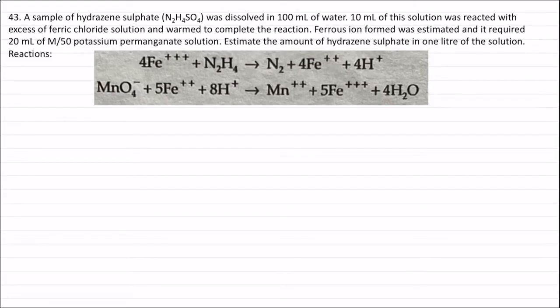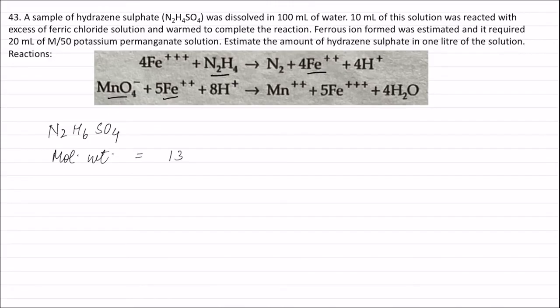The reaction is given here. As can be seen from the chemical equation, equivalents of hydrazine sulfate will be equal to equivalents of Fe2+ ions, and equivalents of Fe2+ ions will be equal to equivalents of KMnO4 solution. The formula for hydrazine sulfate is N2H6SO4.